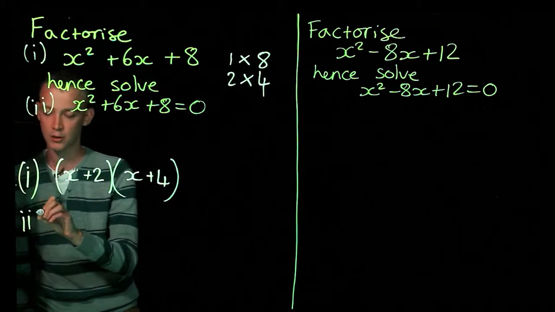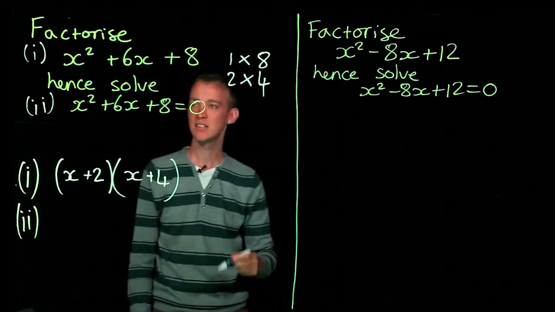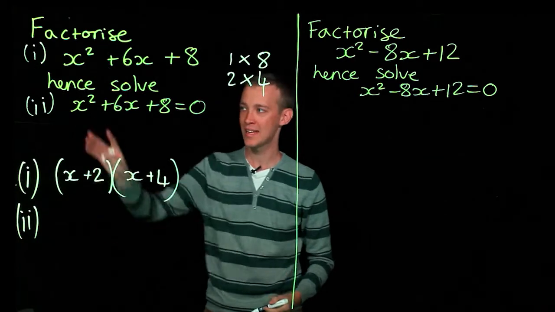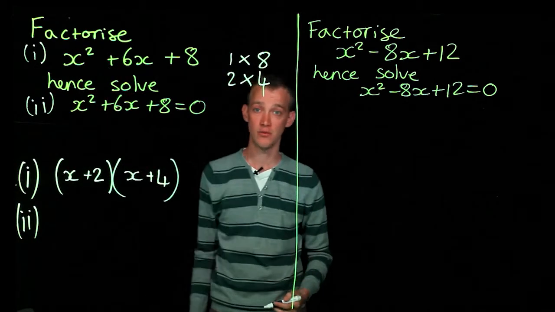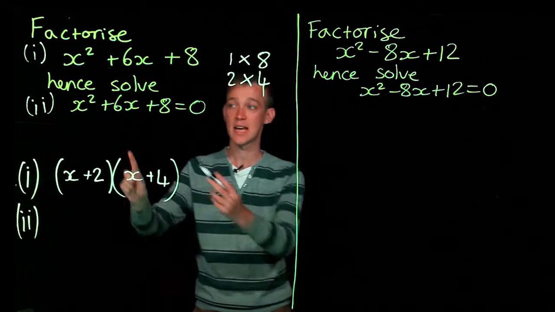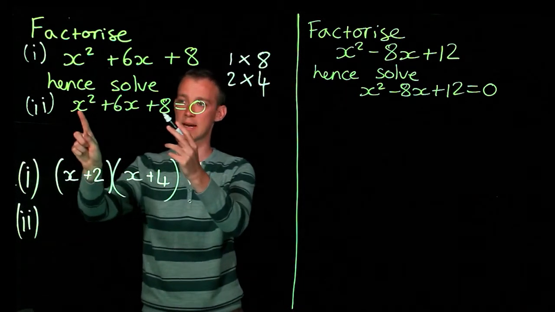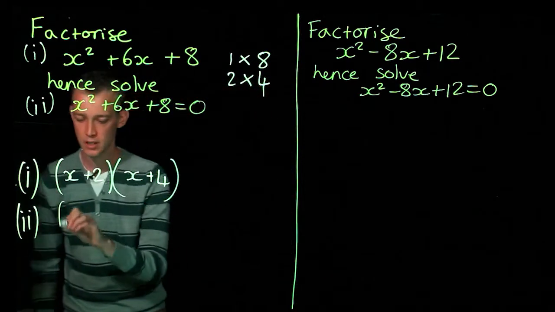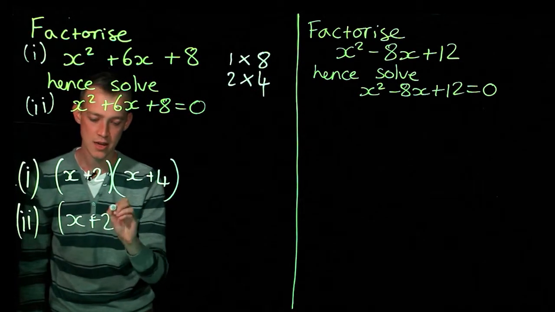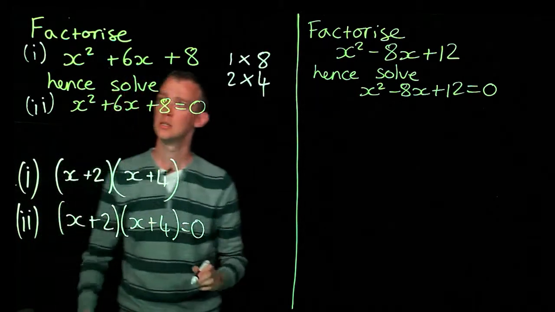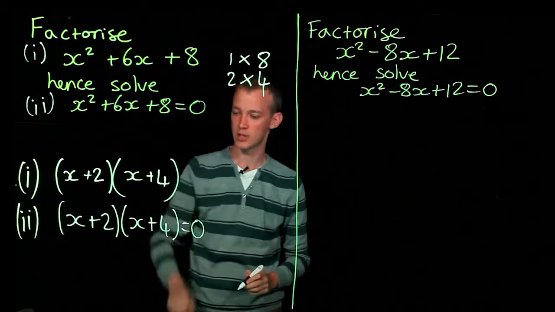Let's have a go at part 2. Part 2 says, hence solve x squared plus 6x plus 8. This word hence means, therefore, because of what you've done previously, solve this quadratic equation. And we know it's exactly the same question. We've got exactly the same quadratic terms there. So we need to use what we did in the previous question, and we need to make that equal to 0. Because our previous expression has become equal to 0 there.